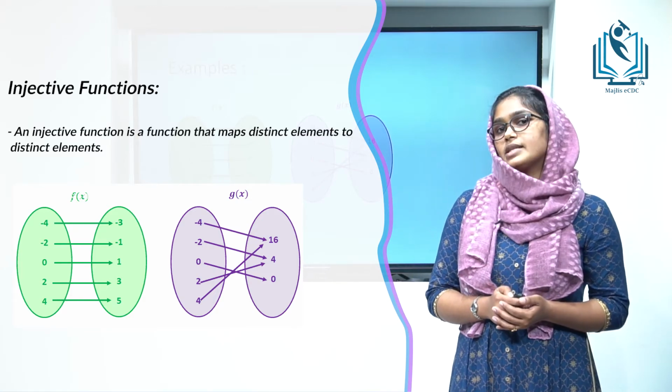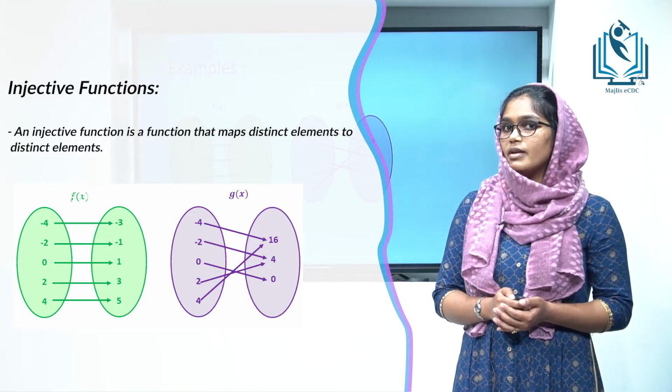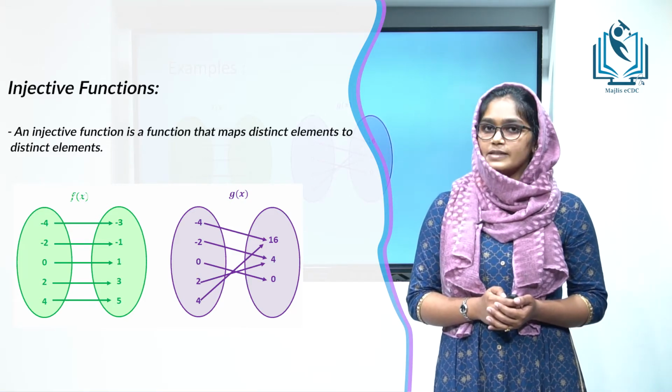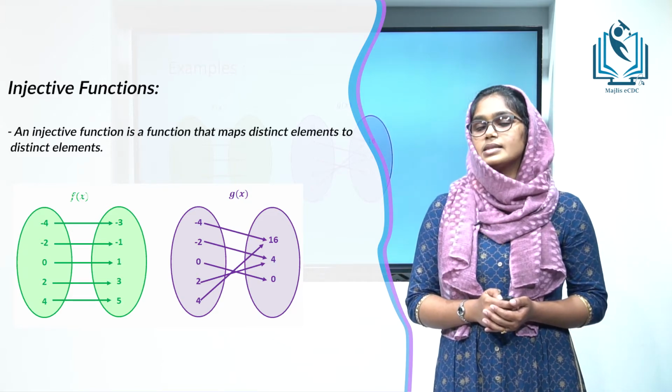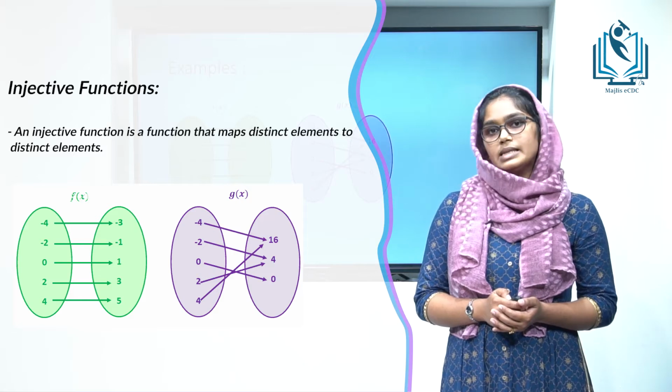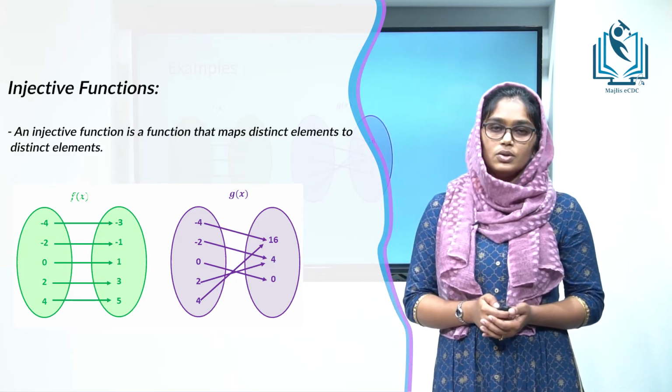So here f of x can be written as f of x equal to x square from set A to set B, where set A is minus 4, minus 2, 0, 2 and 4, and B is the set 0, 4, 16. So here f is a function from A to B, f of x equal to x square.